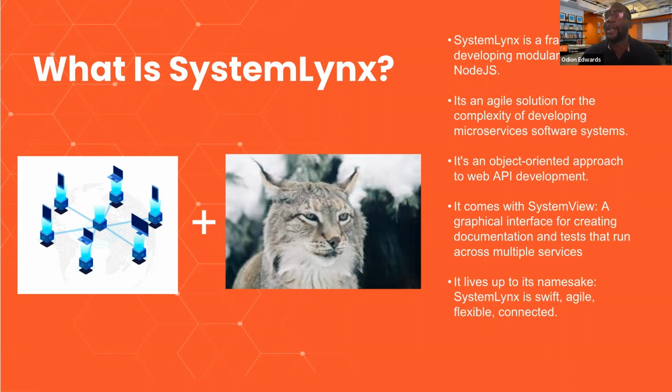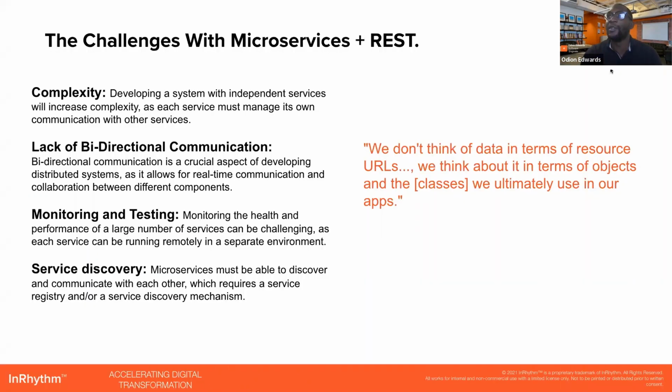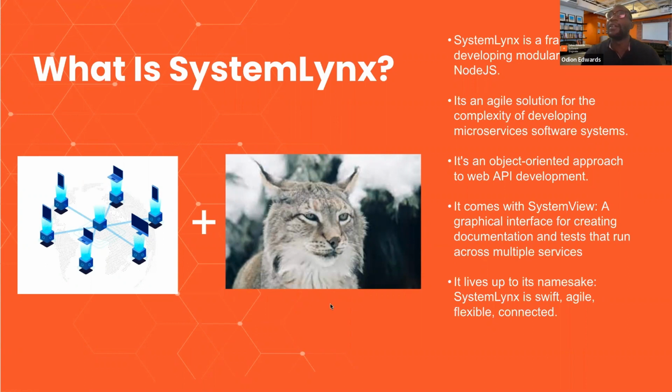SystemLynx is an agile solution for the complexity of microservices software systems. It's an object-oriented approach to web API development. It comes with System View. System View is a graphical interface for creating and documenting documentation and tests that run across multiple services. And SystemLynx lives up to its namesake. It's swift, it's agile, it's flexible, and connected.